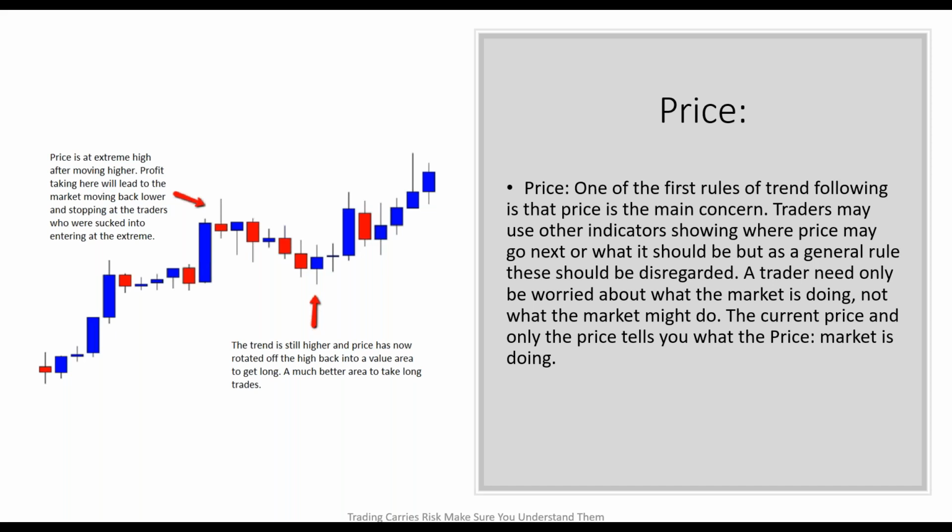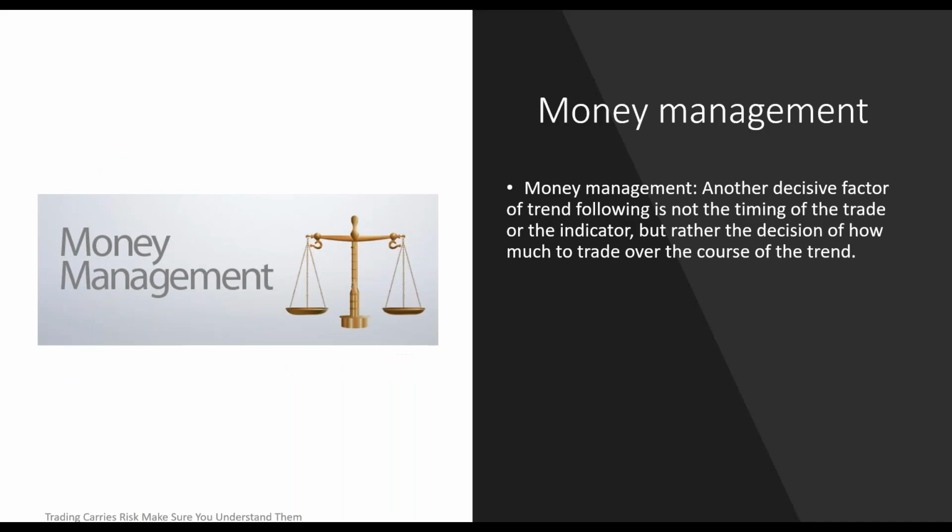So one of the first rules of trend following is that price is the main concern. Traders may use other indicators showing where price may go next or what it should be, but as a general rule, these should be disregarded. A trader need only be worried about what the market is doing, not what the market might do. The current price, and only the price, tells us what the price is and what the market is doing.